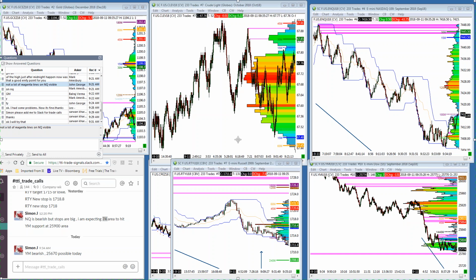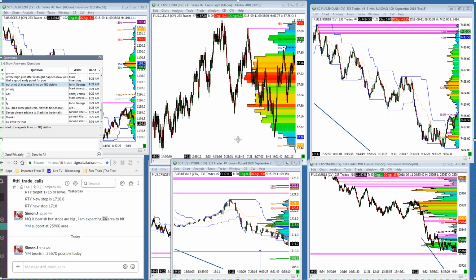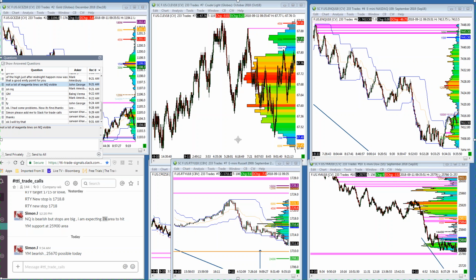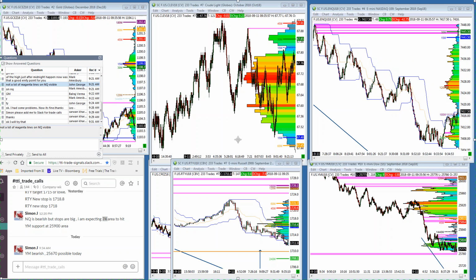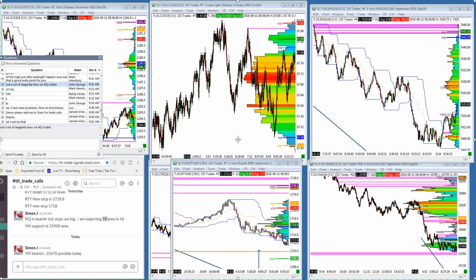RTY, we have a support around this line here, but it's a minor support. Let's get ready for a quick possible scalp on Nasdaq short, folks. It's too fast. Possible. Not yet.